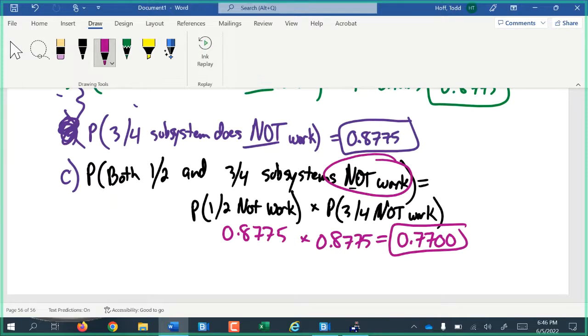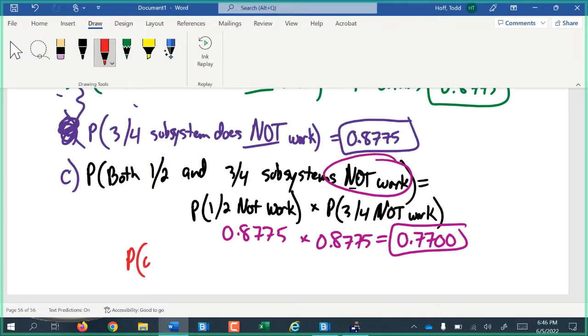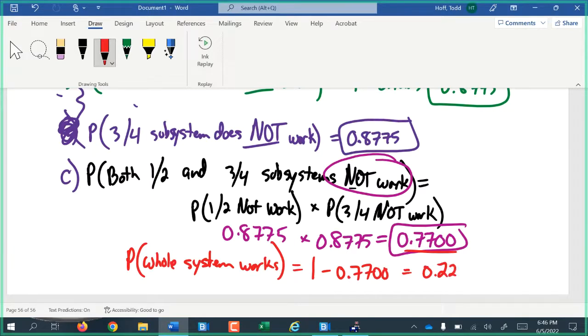The second part of part C then is, what's the probability that it will work? This is the probability that the whole system works. And just like up above, this is the complement of it not working. So that's just 1 minus the 0.7700. So that's 0.2300.